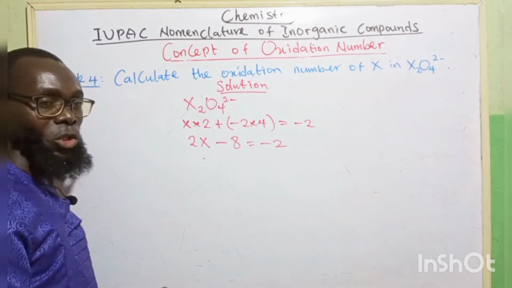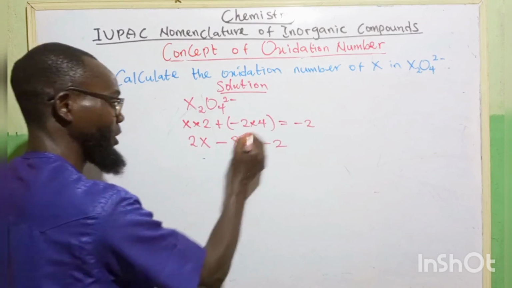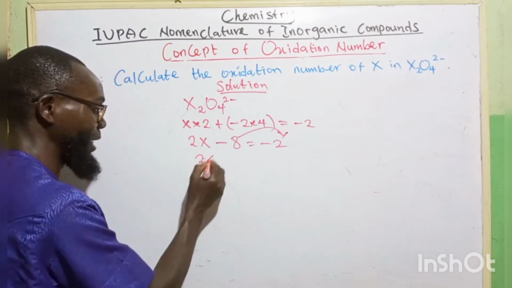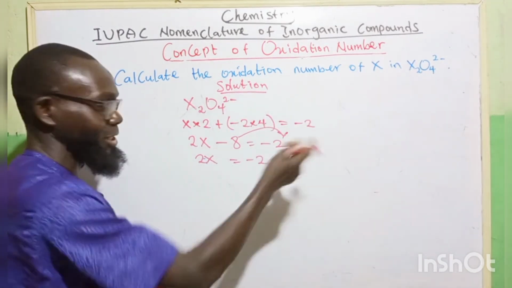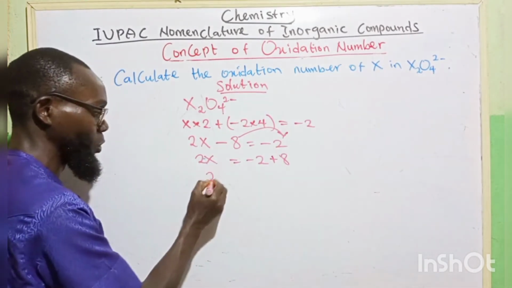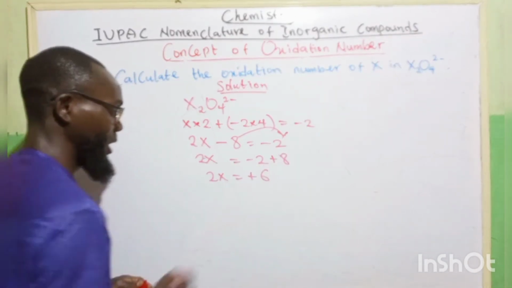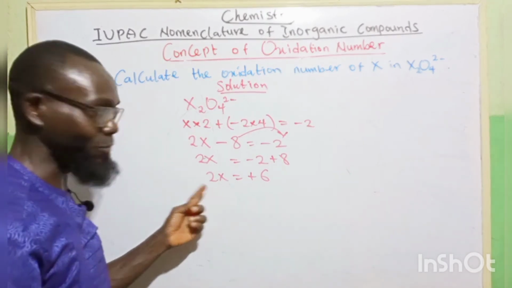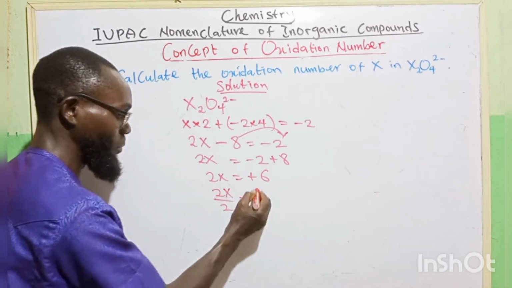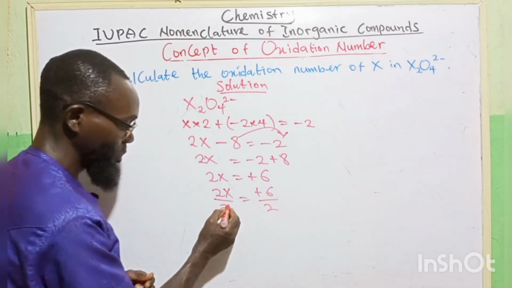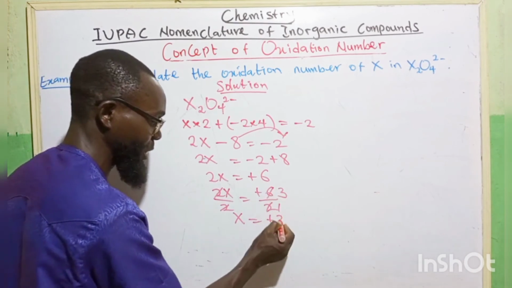So take the known to the right-hand side and let the unknown be on the left-hand side. So we have 2x is equal to -2. When minus 8 crosses, it changes to what? Plus 8. 2x is equal to -2 plus 8, we have plus 6. I'm looking for my x, so I have to divide both sides by these 2. So we have 2x divided by 2 is equal to plus 6 divided by 2. 2 cancels 2, so x is equal to 6 over 2, which is plus 3.